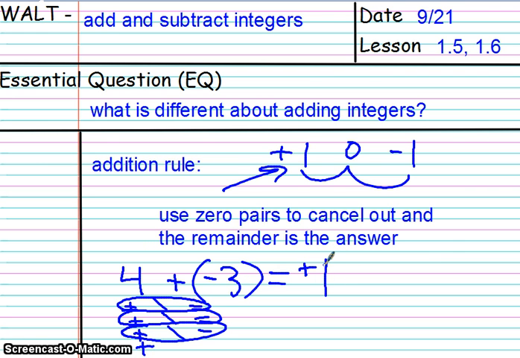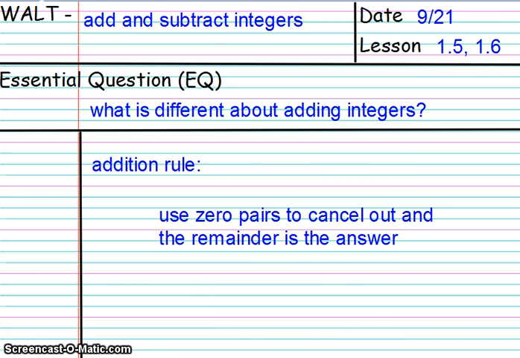Now we don't have to write the positive. If you see a number that's just hanging out, we know it's a positive 1. Let's look at another example that actually goes negative. Let's say we have a positive 2, plus a negative 4. We put the negative in parentheses just so we don't confuse the two signs. So this is plus a negative 4. Here we have two positives, 1, 2. And how many negatives do we have? 1, 2, 3, 4.